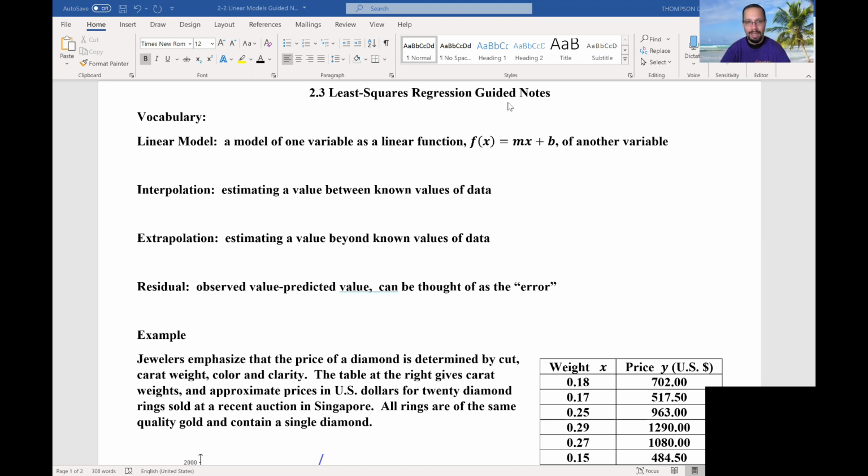Extrapolation is estimating a value beyond known values of data, and residual is the observed value minus predicted value. It can be thought of as the error.